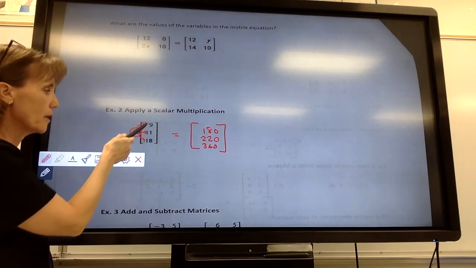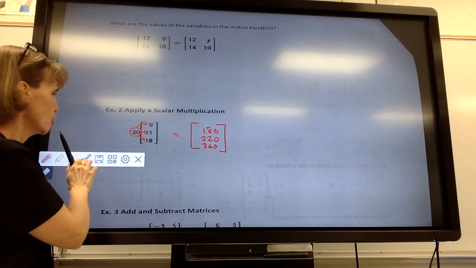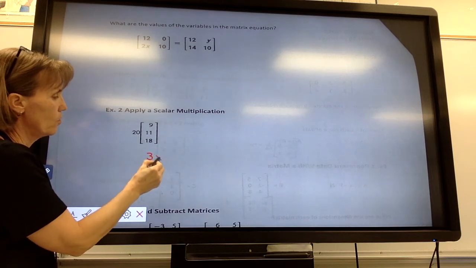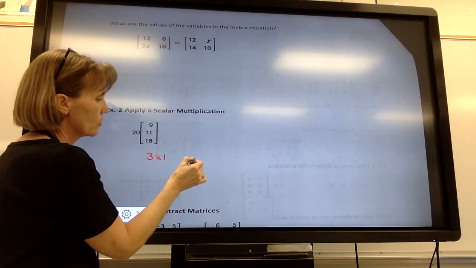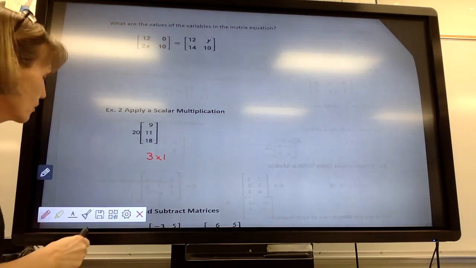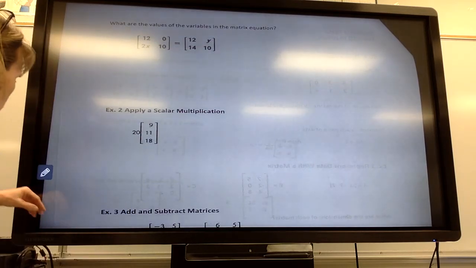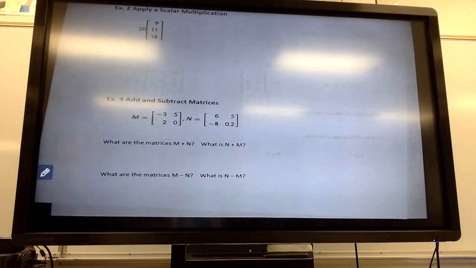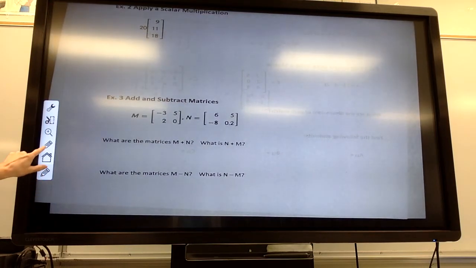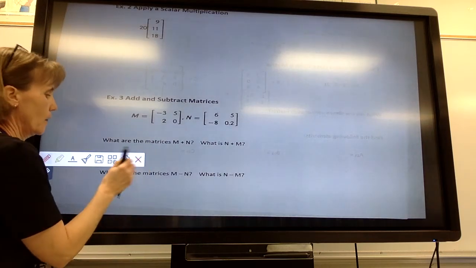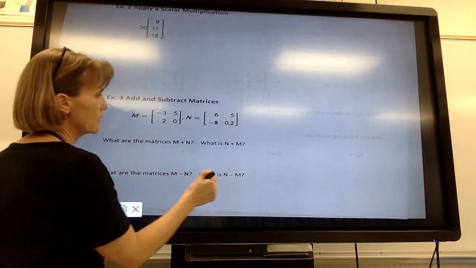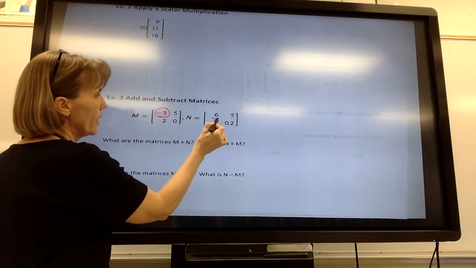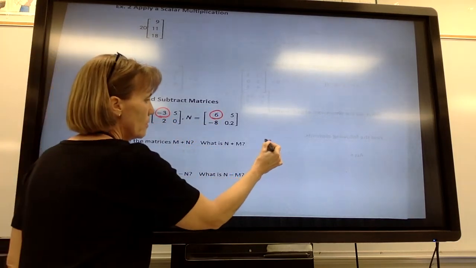With scalar multiplication, the dimensions of the matrix should be equal to the answer. So this has 3 rows by 1 column, and my answer over here was also 3 rows by 1 column. They should be the same with scalar multiplication. We've also got some addition and subtraction. When we add matrices together, it's asking you for M plus N. So matrix M, we're going to take the element in the first row, first column, and we're going to add it to the first row, first column.